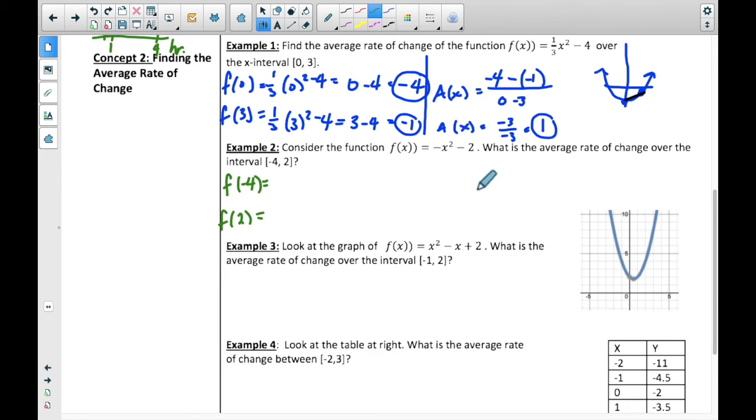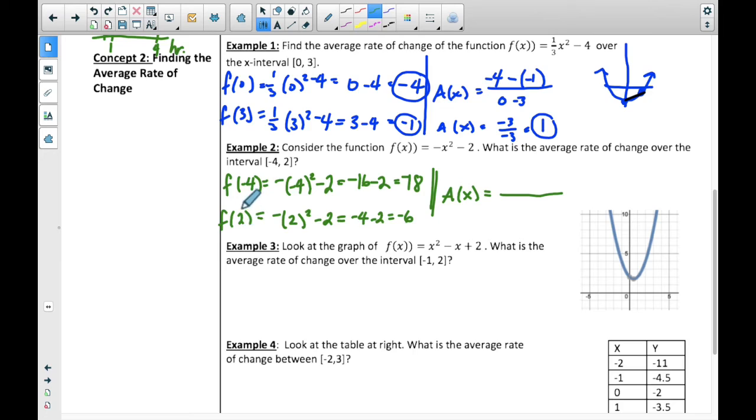Consider this function. What is the average rate of change over the interval negative 4 to 2? That means we need to plug in negative 4, see what we get, plug in 2, see what we get. Why don't you pause the video here and try to plug those in and see what you come up with.